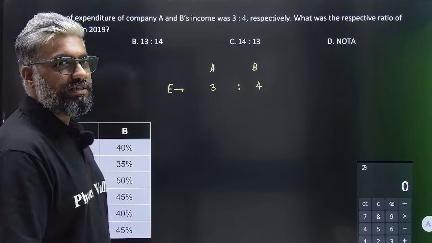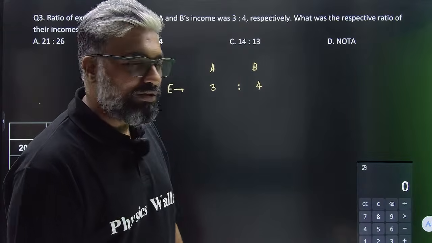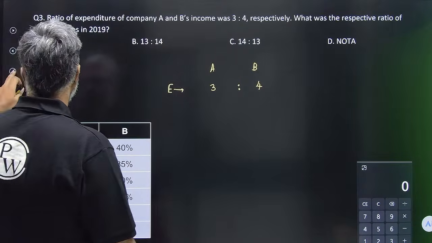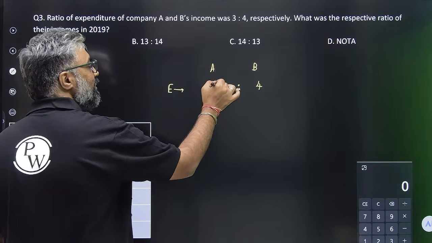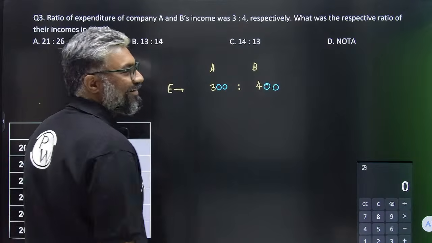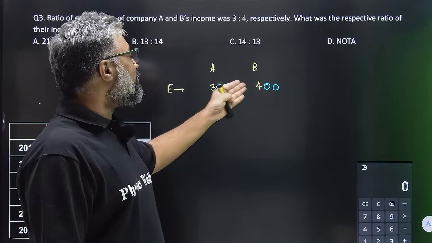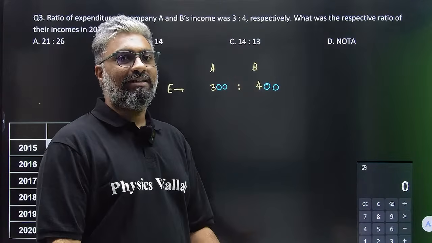What I'm going to do is, I don't like this number 3 and 4. I'll try and bring in a new variation to it. I'll say, hey, this is not 3 and 4. This is 300 and 400. Who's going to stop me from doing that? Nobody, right? 3:4, 300:400, exactly the same only.